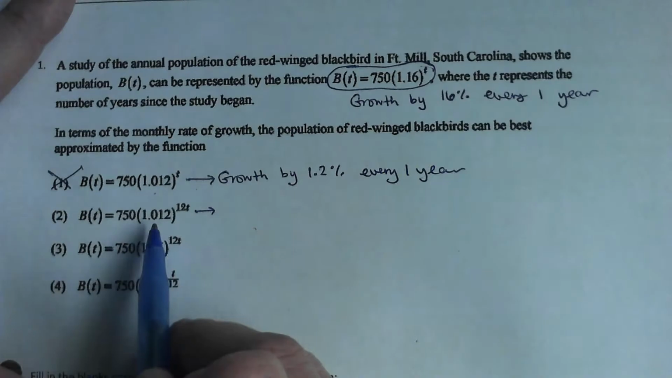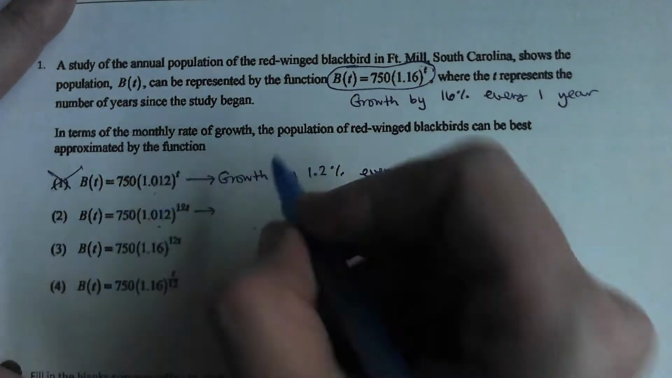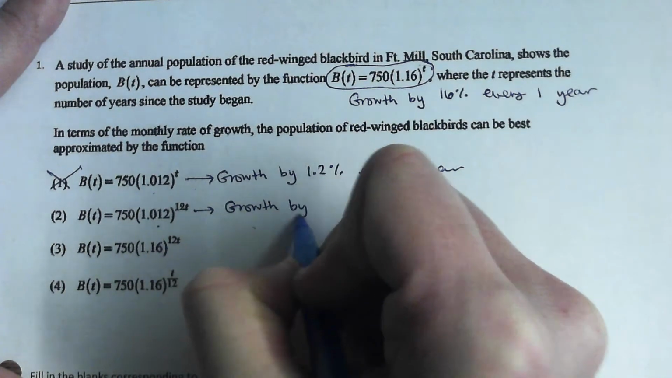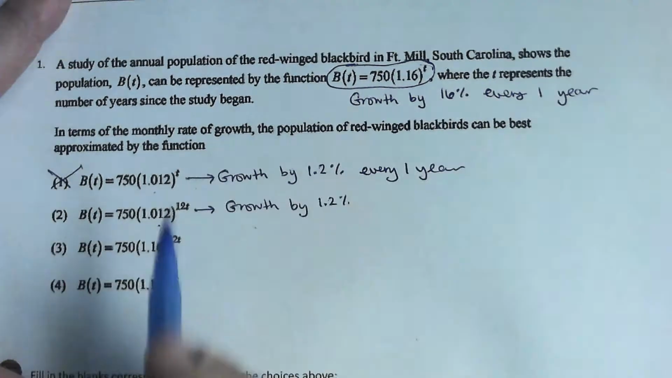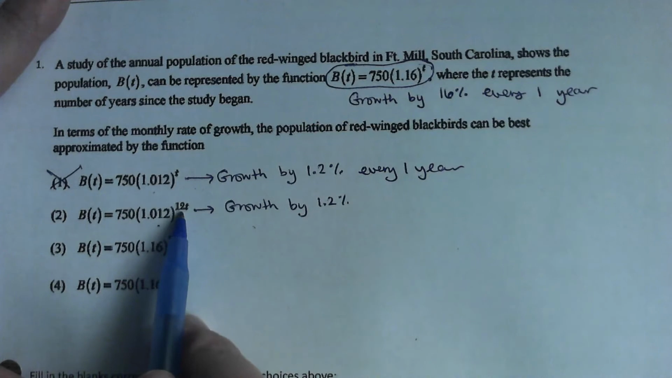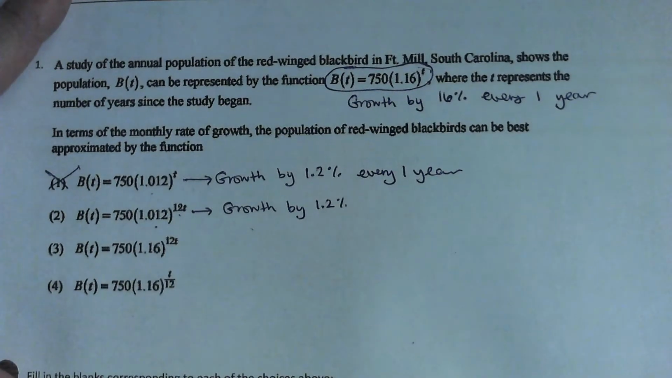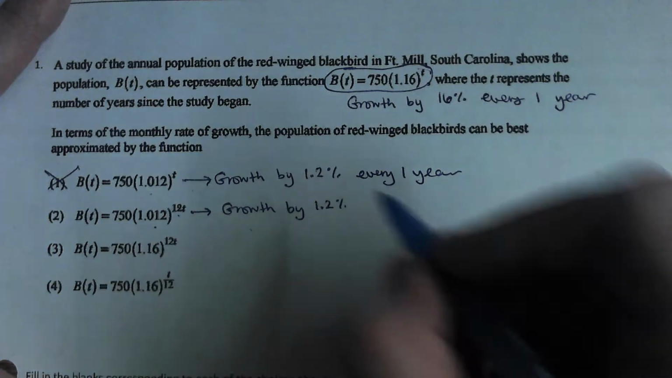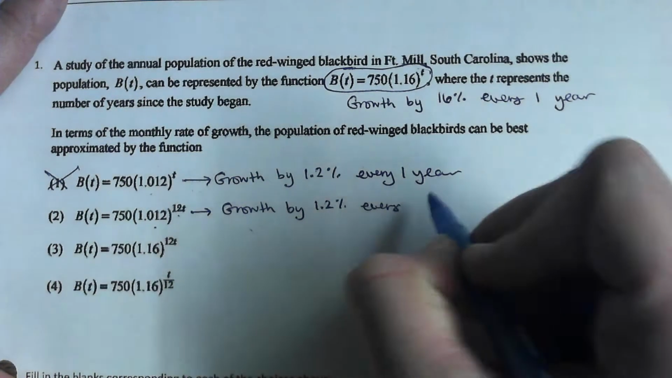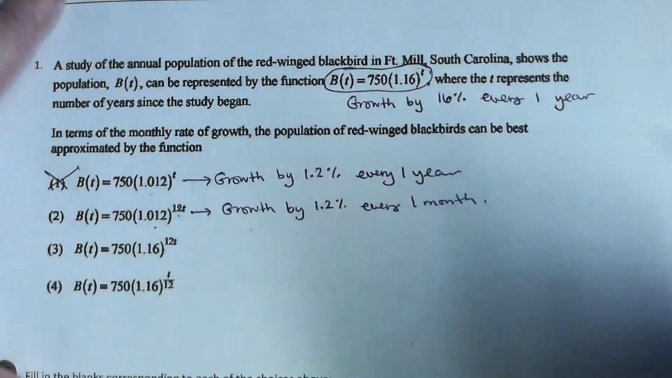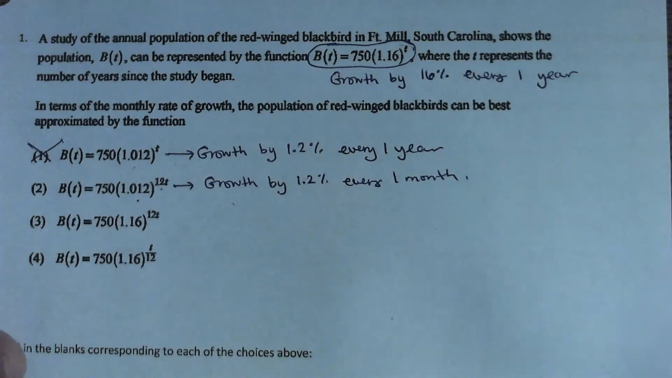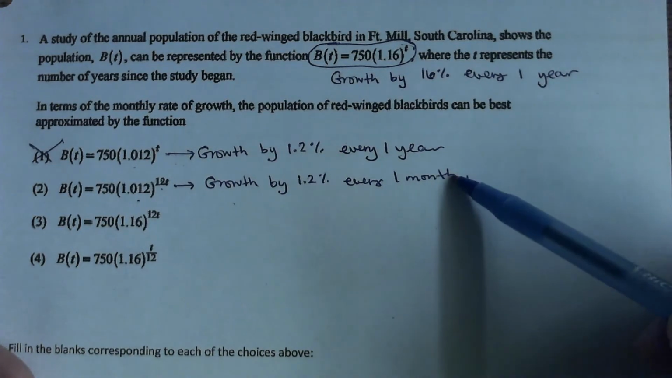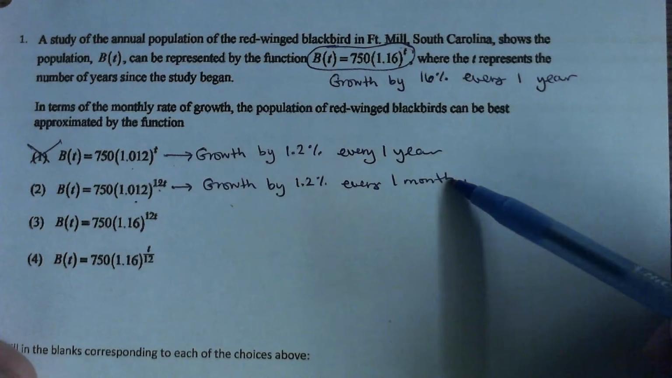This one, growth or decay? Growth by what percent? 1.2%. What does that mean? 12 times per year, right? Which means every how often? Every 1 month. Is that the same? Might be. Certainly could be, right?